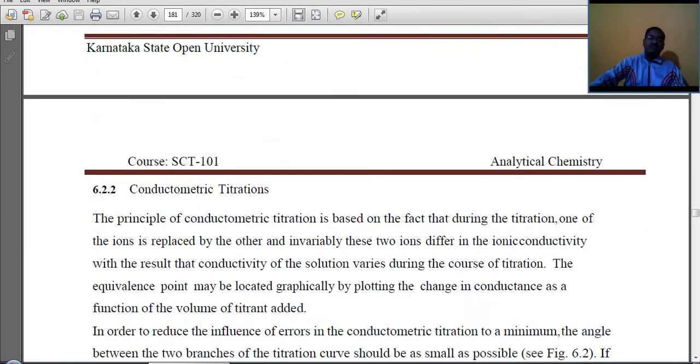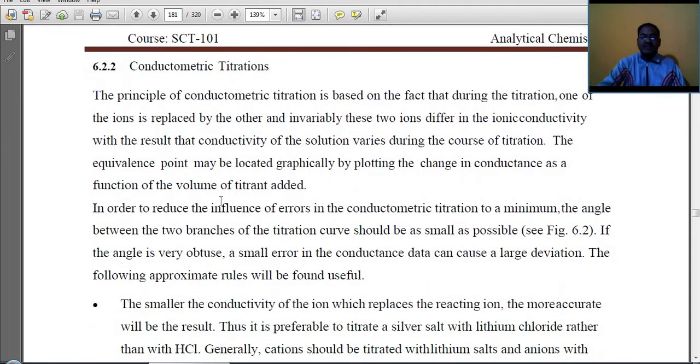Next we will move on to conductometric titration. It is one of the very important titrations from the point of view of the examination. The principle of conductometric titration is based on the fact that during the titration, one of the ions is replaced by another, and invariably these two ions differ in ionic conductivity, with the result that the conductivity of the solution varies during the course of titration.